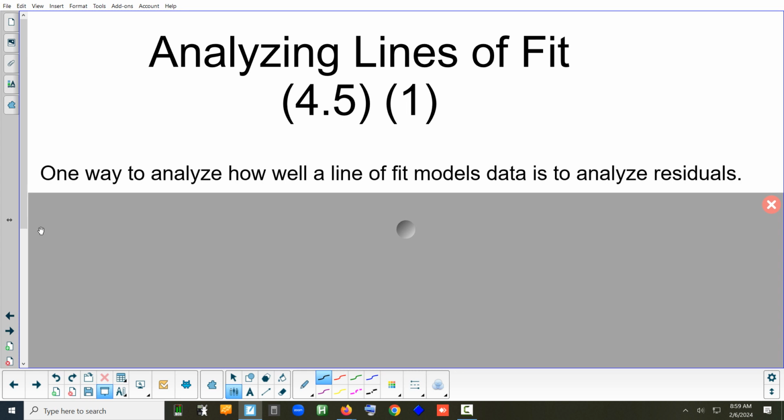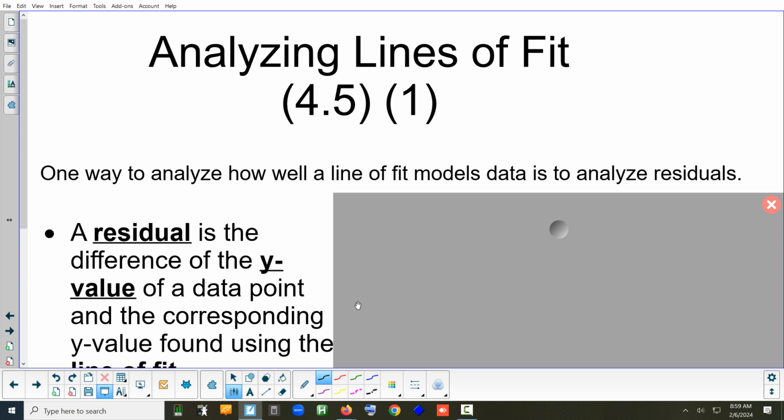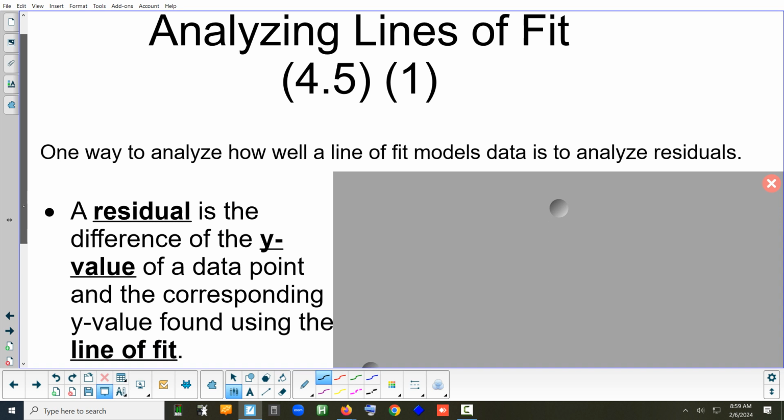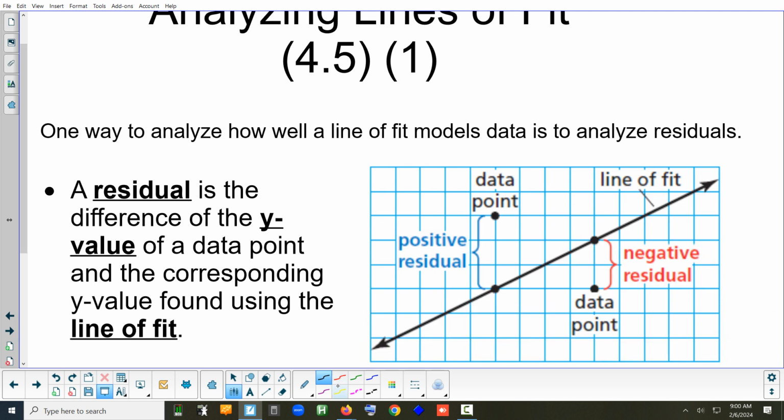On your guided notes, the first blank is going to tell us what that distance is called. The distance for how far away a dot is from the line is called a residual. A residual is the distance between the dot and the line that you drew. Ideally, you want that to be as small as possible. Here's the picture that's on your guided notes.